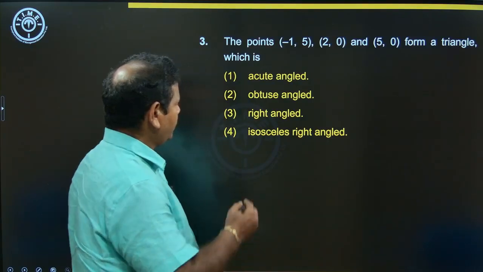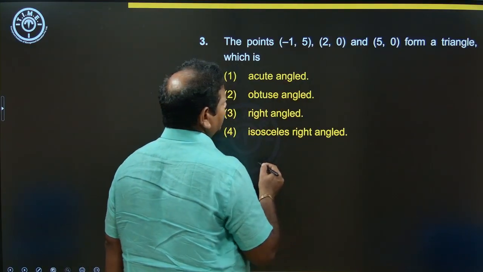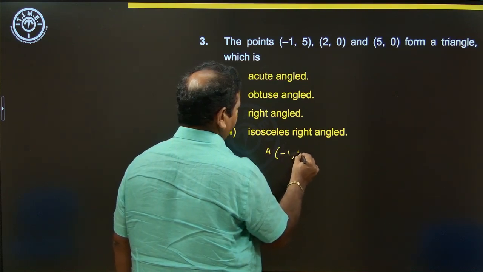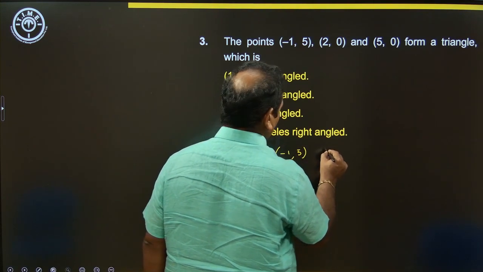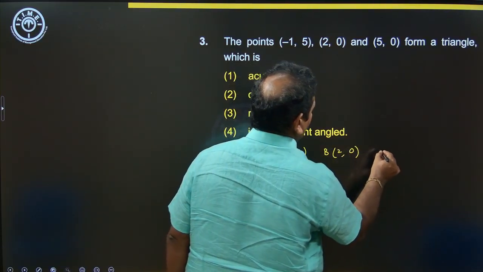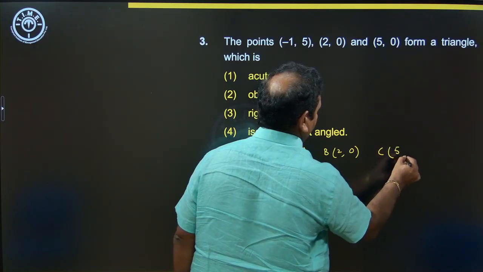Okay, so A is minus 1 comma 5, B is 2 comma 0, C is 5 comma 0. These are the 3 vertices.